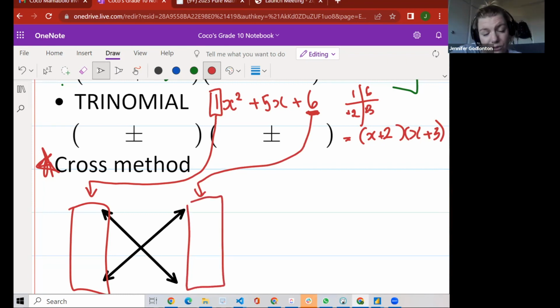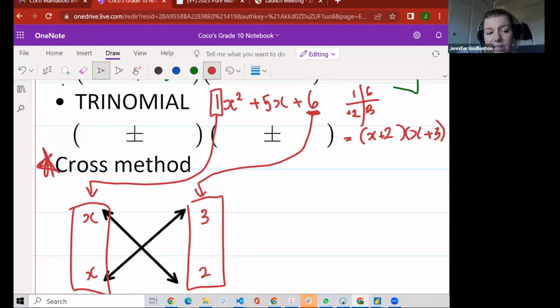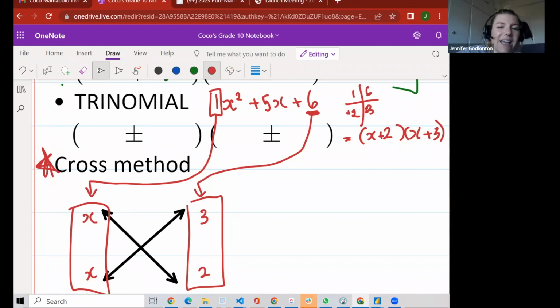Now, at the moment, if you're feeling a bit confused by this, please don't panic. I'm going to go through this really nice and slowly just now. I just want to show you as an example what this would look like. But don't panic. We're going to do lots of these together. So if I look at this 1x squared, I can break that up as x times x, because x times x gives me x squared. And if I have a look at that 6, I could split that into 3 and 2, because 3 times 2 gives me 6. And then we do this cool thing called the crisscross method.